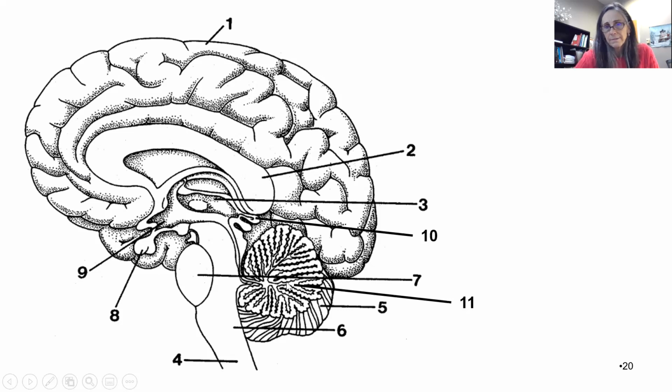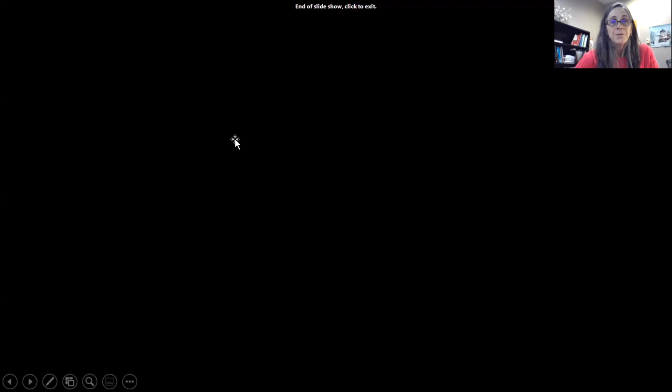Let's see, 5 would be the cerebellum, and 11 is pointing at the branching of the white fibers, so that is your arbor vitae, and that's all of them. And so we are done.